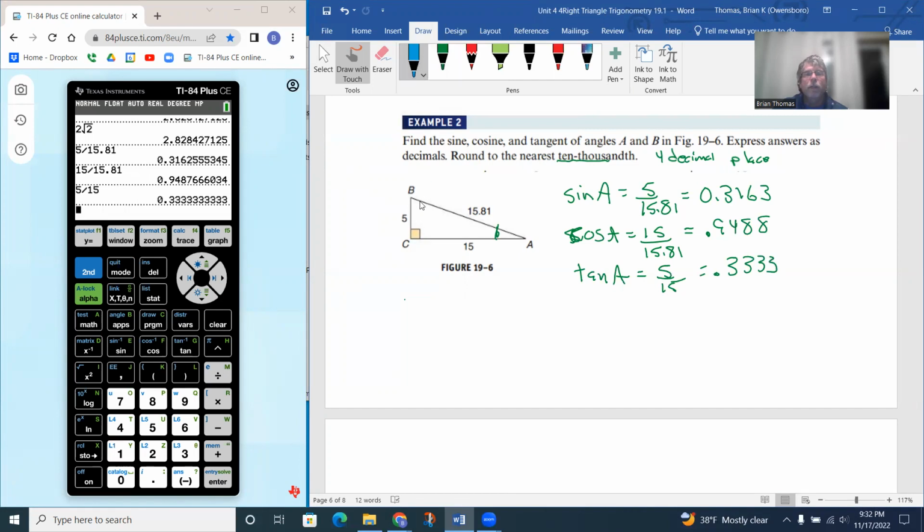So if I look at now angle B, the sine of B, if I want to create the geometric ratio, that's going to be the opposite over the hypotenuse, which is 15 over 15.81. We've already done that math. That's going to be 0.3163. The cosine of B is going to be the 5 over the 15.81. And we did that up here. Oops, I got that wrong, didn't I? Sorry about that.